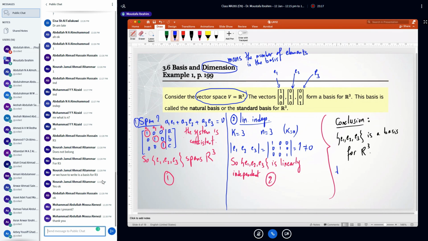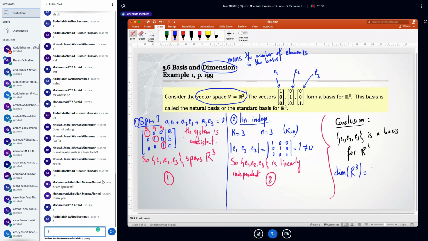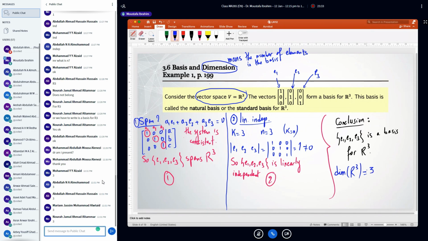So here, the dimension of R3. Here we have R3. So where is the basis? Here, this is the basis. How many vectors inside this basis? How many do we have? 3, simply. So the dimension of R3 is 3. For that, when you have R3, you say we are in 3D. 3D means 3 dimensions. Okay, guys? Because any basis of R3 has 3 vectors.